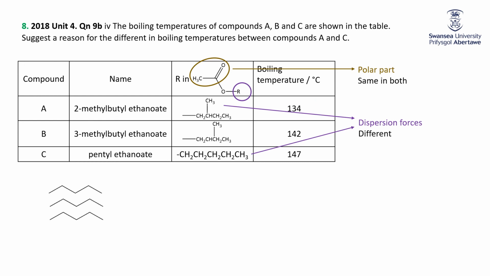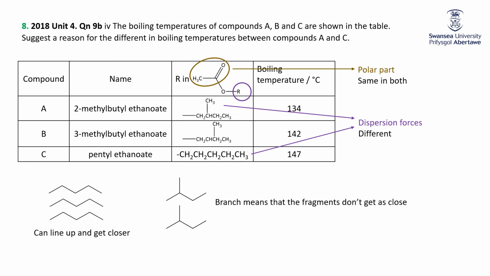And the answer is, if we just think about those dispersion forces. Here's the pentyl group. It can line up quite nicely and quite closely to other pentyl groups compared to the 2-methylbutyl group here, which of course has these branches sticking out, therefore the groups can't get as close to each other, therefore the dispersion forces will be weaker. So if the dispersion forces are weaker in the 2-methylbutyl ethanoate, that means the boiling point will be less.